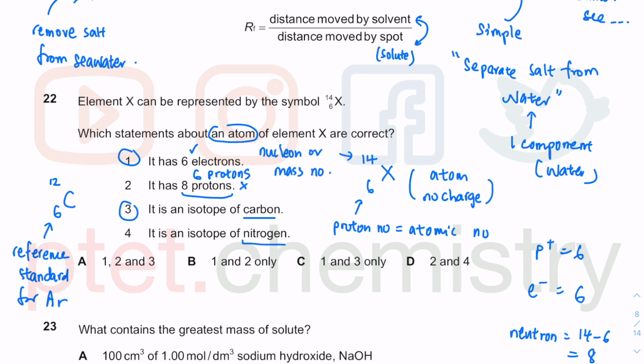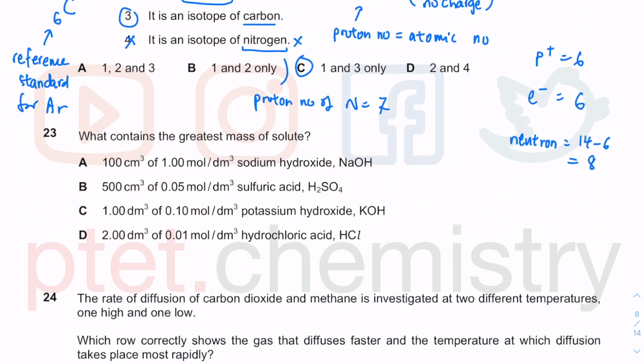It's an isotope of nitrogen? No, because the proton number of nitrogen is 7. So 2 and 4 are wrong, only 1 and 3 are correct. Question 23, greatest mass of solute.